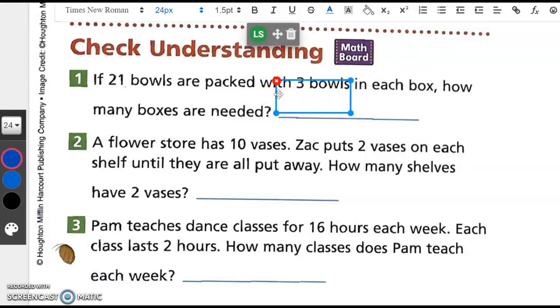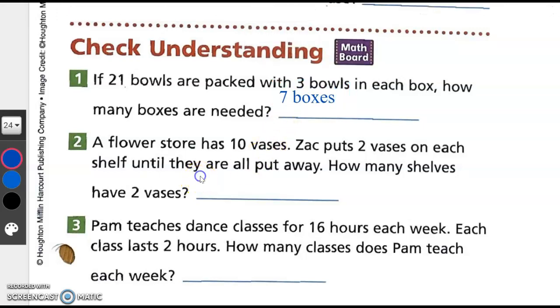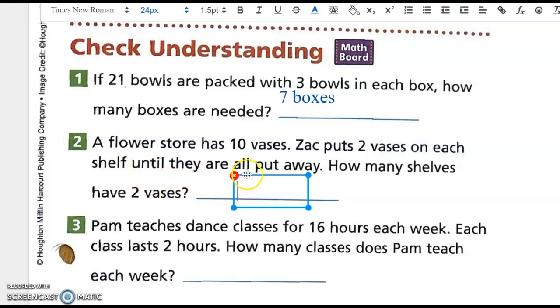Okay, so you should have gone in on the check your understanding maybe and drawn some pictures. So 21 bowls were packed in with 3 bowls in each box. So if you drew your 21, you could have circled groups of 3, and you would know that you would need 7 boxes. So you can check if you did that right. A flower store has 10 vases. Zach puts 2 vases on each shelf until they are all put away. So you could have drawn 10 and grouped them in groups of 2, and that would have given you 5 shelves.